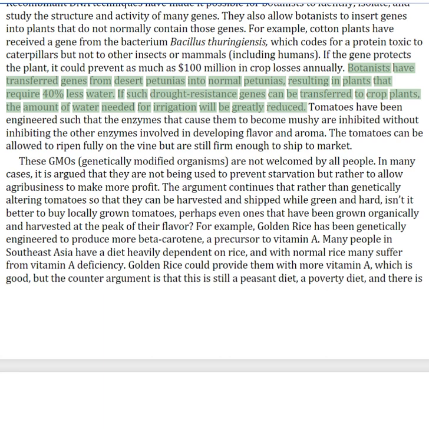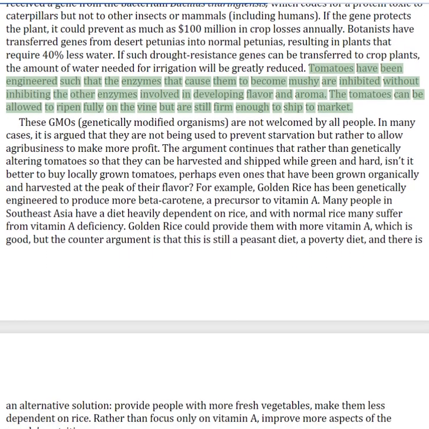Botanists have transferred genes from desert petunias into normal petunias, resulting in plants that require 40% less water. If such drought resistance genes can be transferred to crop plants, the amount of water needed for irrigation will be greatly reduced. Tomatoes have been engineered such that the enzymes that cause them to become mushy are inhibited without inhibiting the other enzymes involved in developing flavor and aroma. The tomatoes can be allowed to ripen fully on the vine but are still firm enough to ship to market.